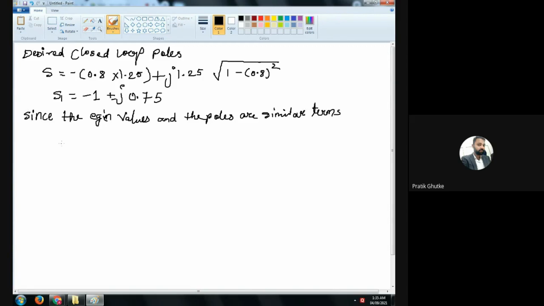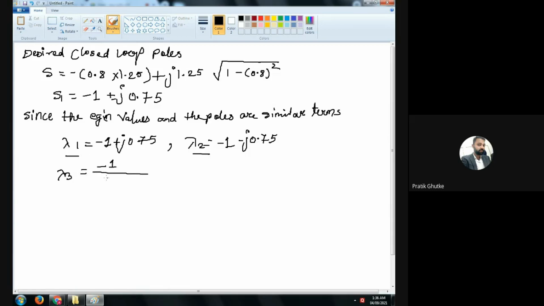So what were my eigenvalues? Yes, lambda 1 equals to minus 1 plus j 0.75 and then lambda 2 would be minus 1 minus j 0.75. These are the two eigenvalues. How to find out the third eigenvalue? As my equation was lambda cube, these were my two eigenvalues, lambda 1 and lambda 2. How to find lambda 3? See the formula here. Lambda 3 equals to minus 1 divided by time constant.